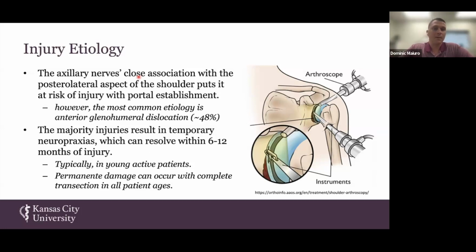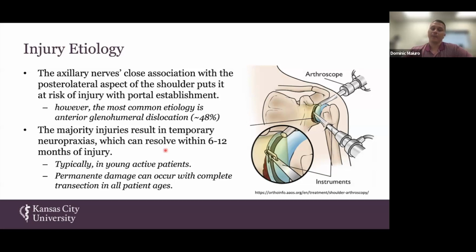Okay. And so the most common injury is actually from an anterior glenohumeral dislocation, about 48% of the time. So the other 52% of the time, it's coming from either blunt force trauma, fractures, penetrating traumas, or iatrogenic. Okay. And so iatrogenic is what we're really focused on here, and that often comes from arthroscopic shoulder procedures, okay? And so the majority of these injuries are going to be temporary neuralgia, which will resolve in its own time frame, 6 to 12 months for the most part.